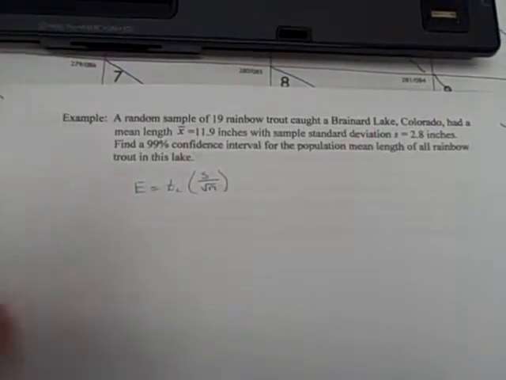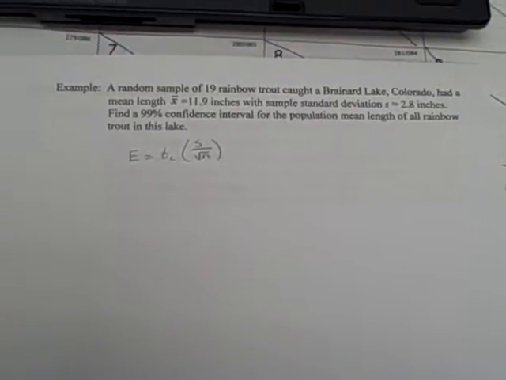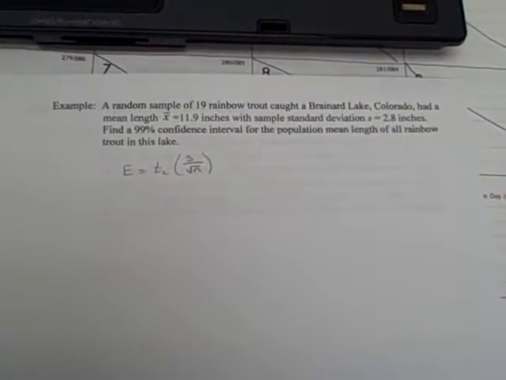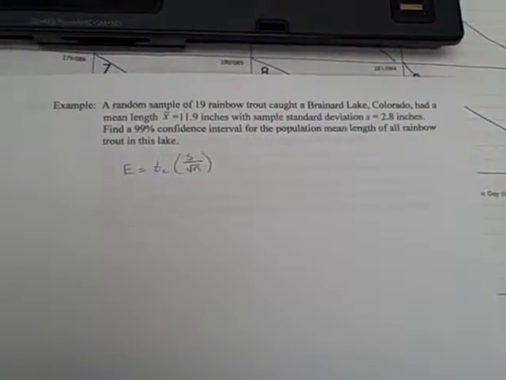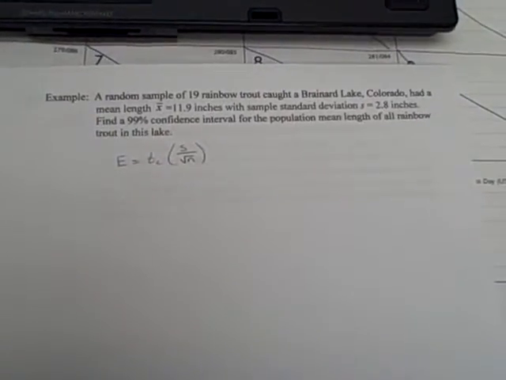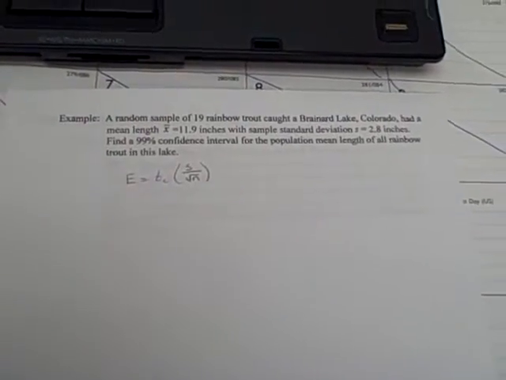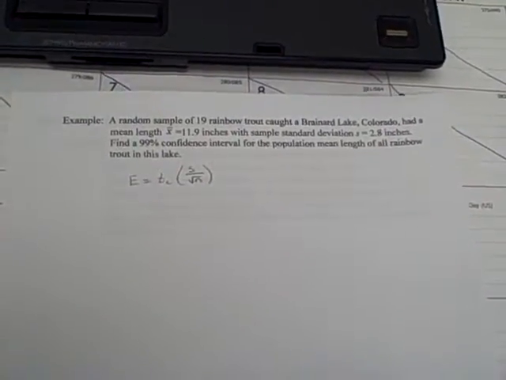Okay, let's look at one more example of a confidence interval where sigma is unknown, or in other words, we are given S, the sample standard deviation. A random sample of 19 rainbow trout caught at Brainerd Lake, Colorado has a mean length X bar equals 11.9 inches with sample standard deviation S equals 2.8 inches. Find a 99% confidence interval for the population mean length of all rainbow trout in this lake.